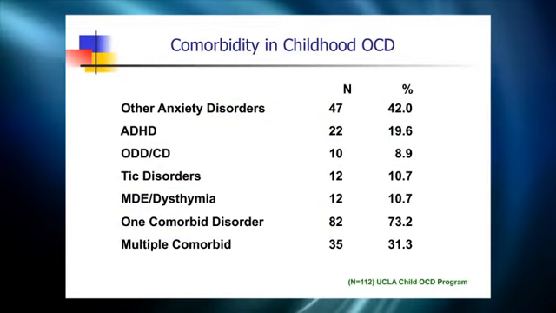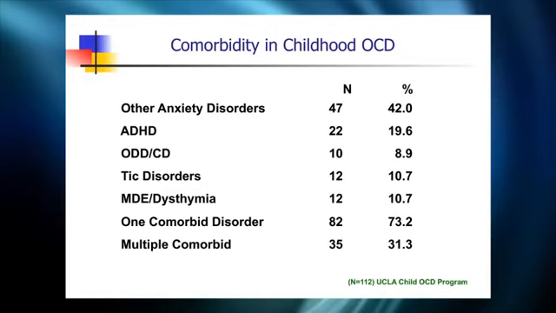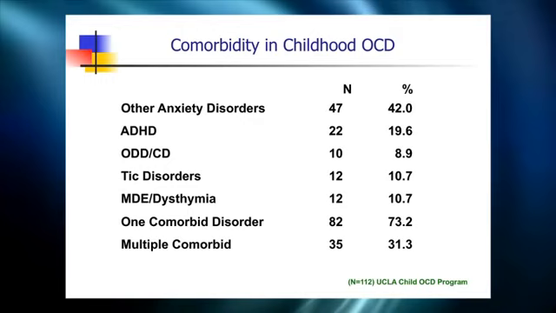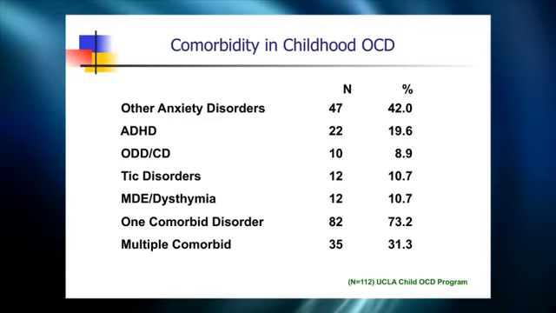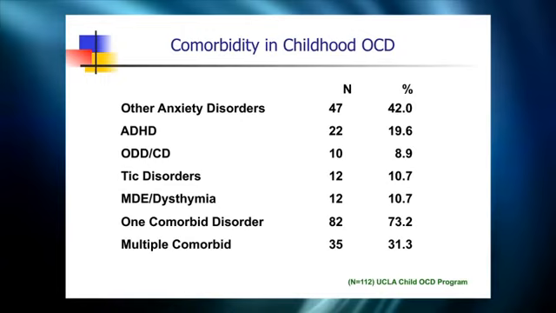Typically, most kids are going to come in with at least one comorbid disorder. In our sample, from the kids that we've seen in our clinic, and this is based on slightly over 100 children, three quarters had at least one disorder. About a third of them had multiple comorbidities. Our rates are actually a little bit lower than you see reported in some other studies. Some clinical research samples report up to 95%, even 100% comorbidity.